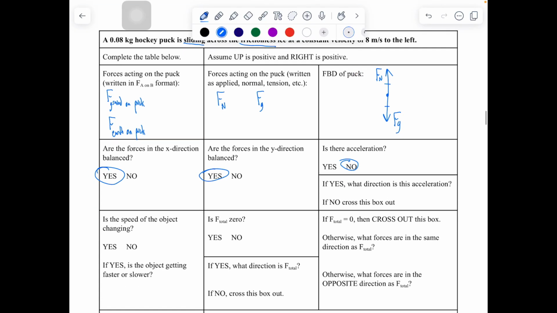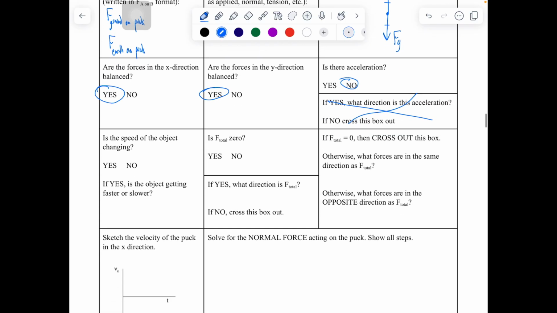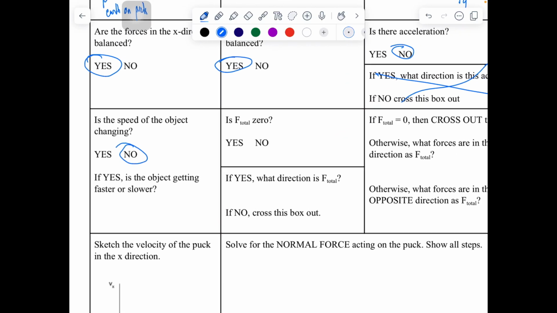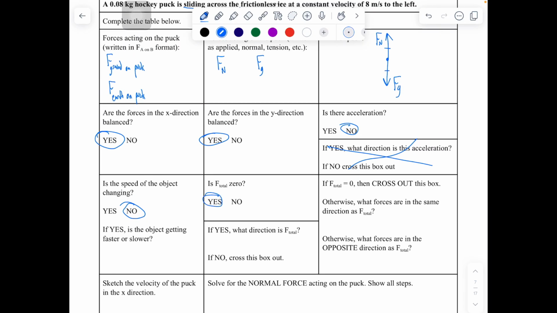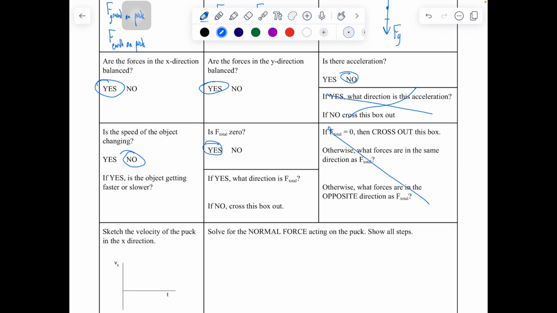If no, cross this box out. Heck yeah. Is the speed of the object changing? No, there's no acceleration. Is F total 0? Yes. The forces are balanced, the total force is 0. If F total is 0, cross it out. I will. Cross it out.